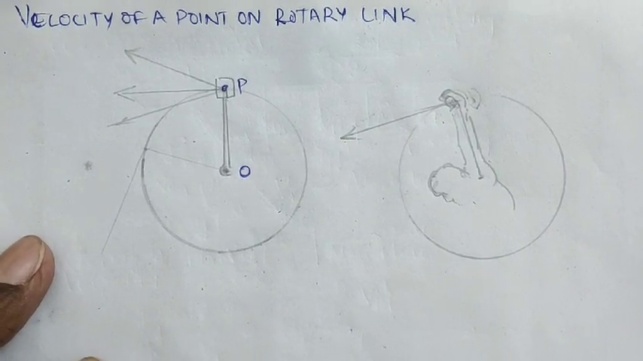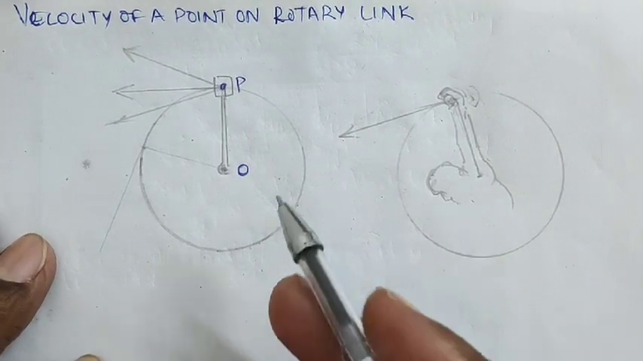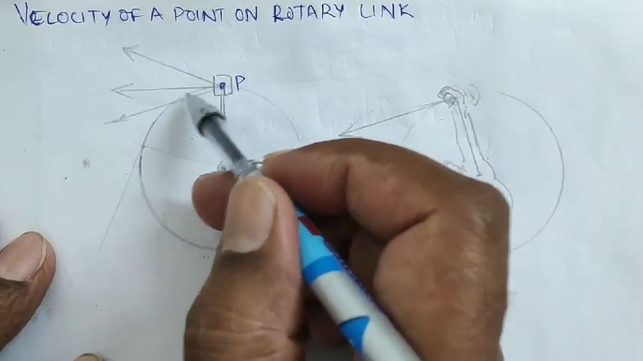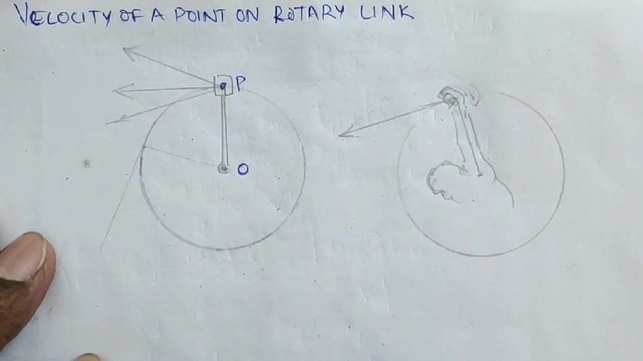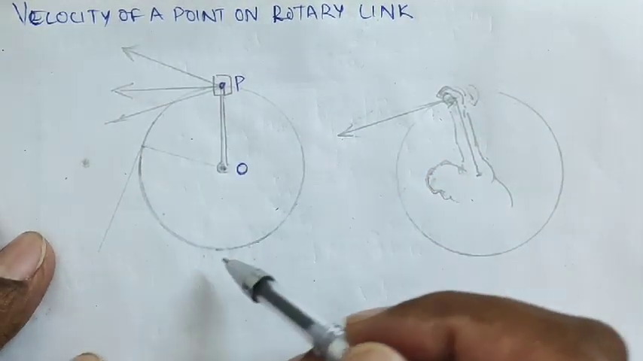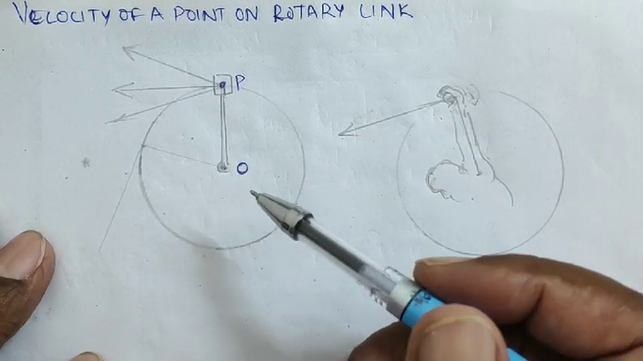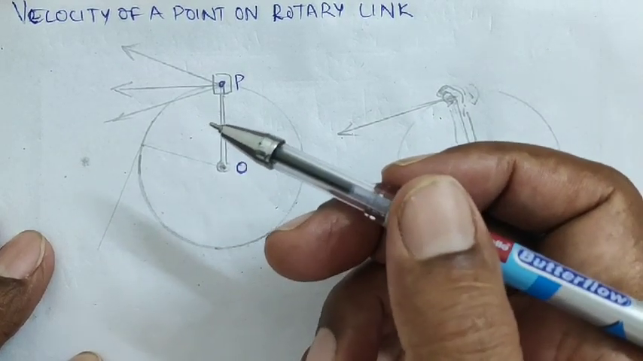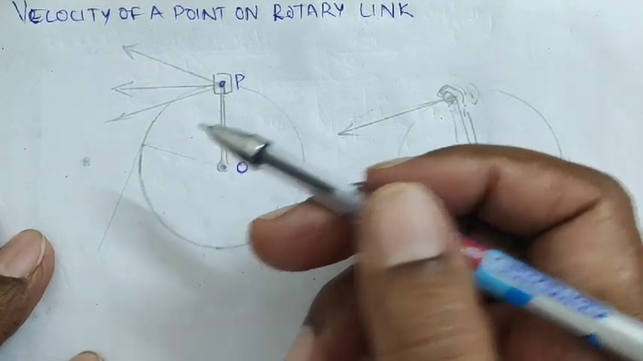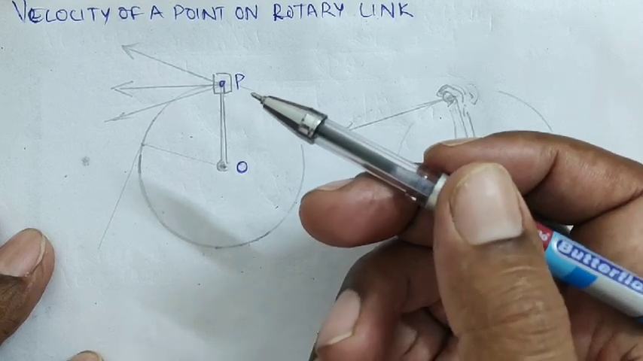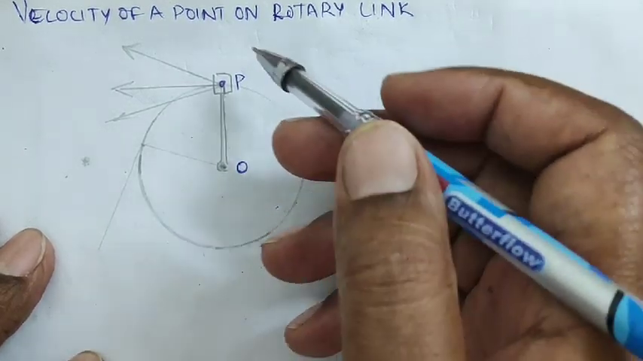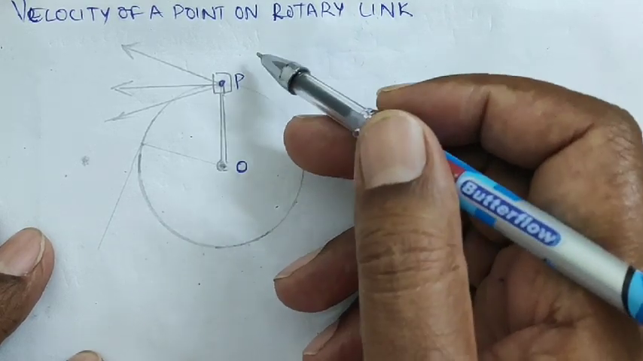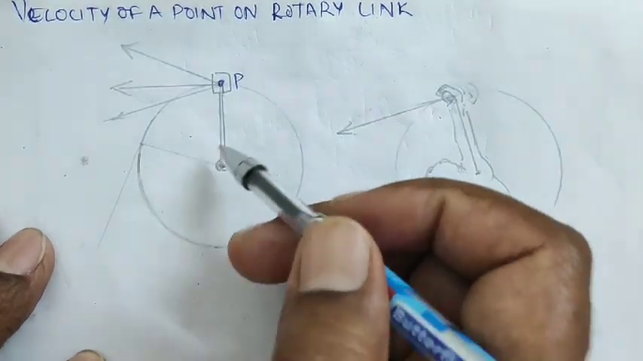Now we'll see how to represent the velocity of a particle or a body which is moving about a fixed point and which revolves around a circle, along the circumference of the circle. This is definitely very useful because most mechanisms have links which are rotating about some point, and you need to know the velocity of one end of the link which is rotating about the other hinge point.